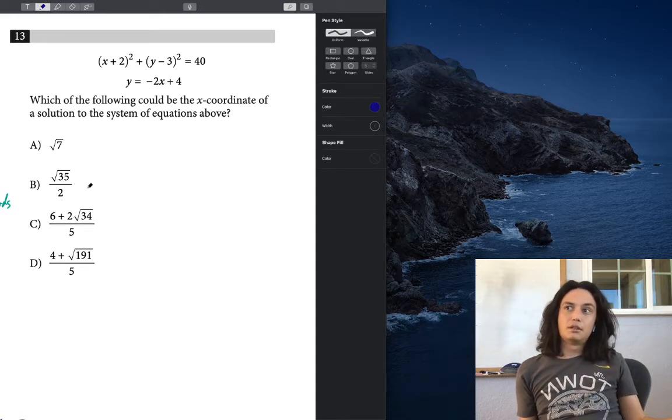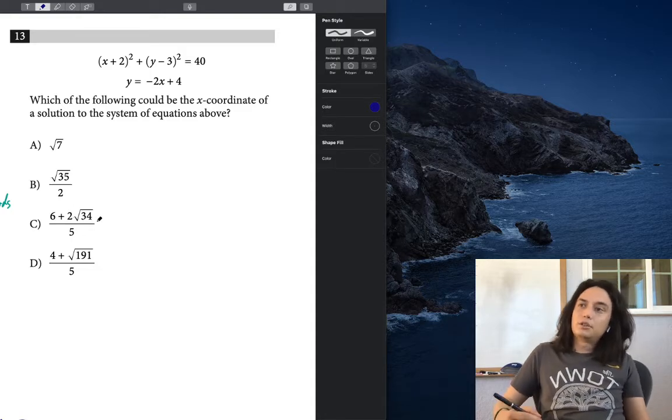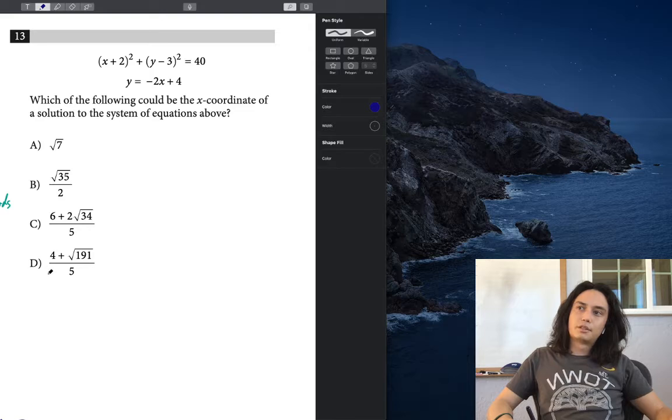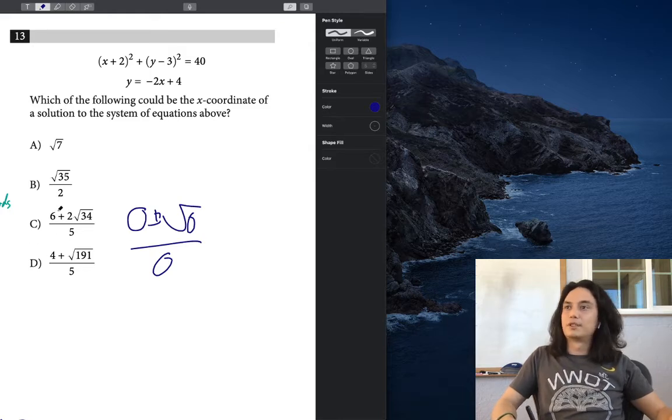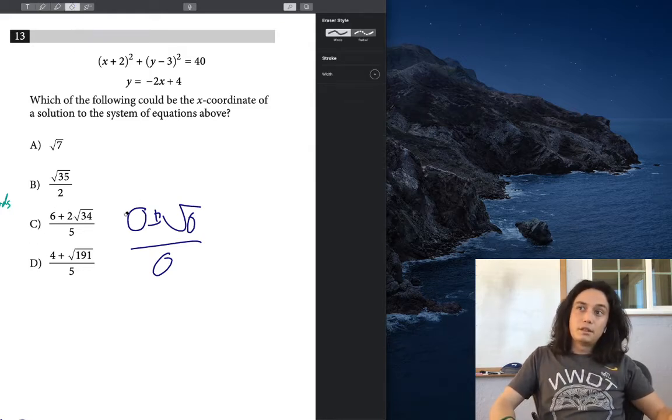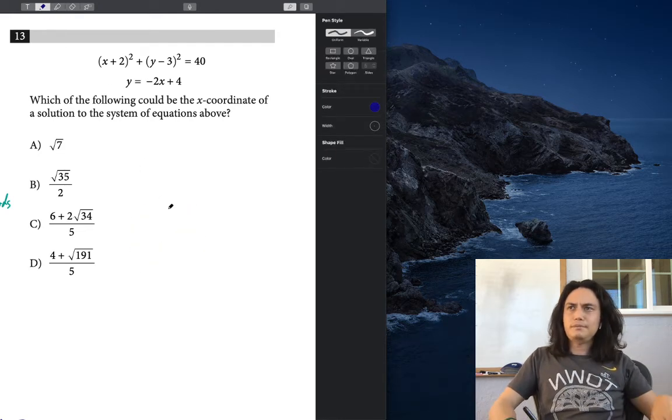At some point, it looks like I'm going to have to use the quadratic formula. How do I know? Because this just looks like the quadratic formula. The quadratic formula has stuff plus or minus the square root of stuff over stuff. Looking at these answer choices, I'm thinking this is some quadratic formula type stuff. Might be a misdirect, but I'm already prepared to do that.